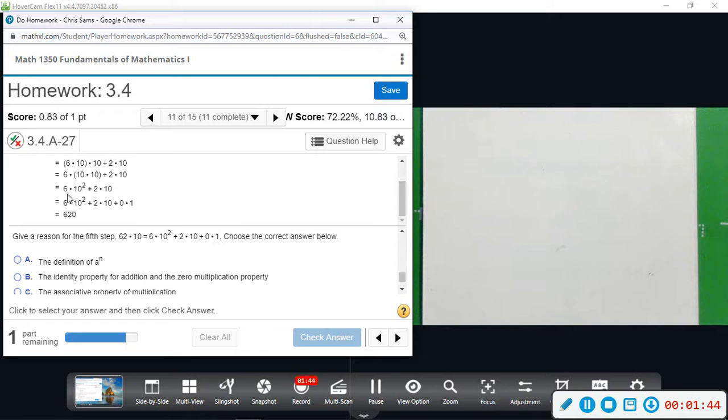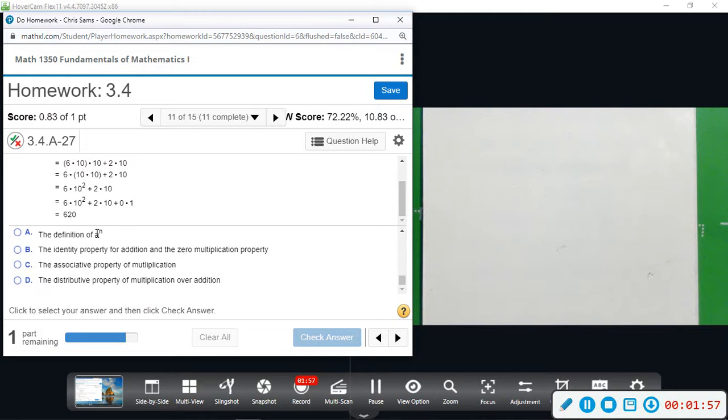From there, we still have 6 times 10 squared, 2 times 10. We've added this 0 times 1. So we got the hundreds, the tens, and the ones place. So adding that 0 times 1 doesn't change anything, but what that represents is the identity property for addition and the 0 property of multiplication. So we can add 0 and it won't change anything.